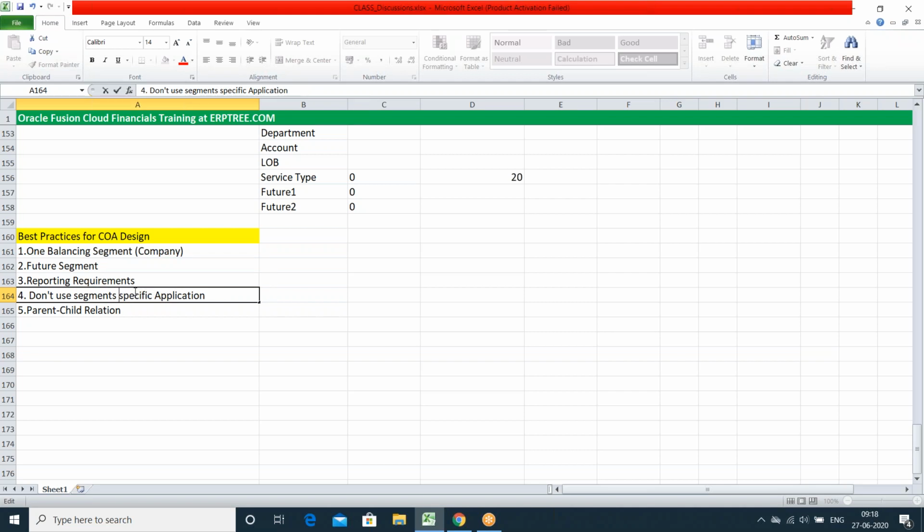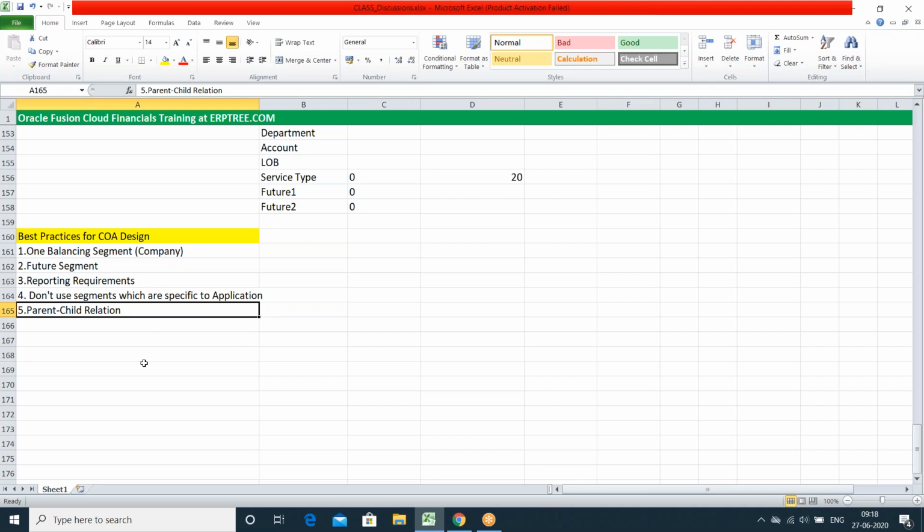Don't use segments which are specific to a particular application, and just go with the parent and child relation when you are maintaining the values within the chart of accounts. Okay, so these are the points we have to consider.